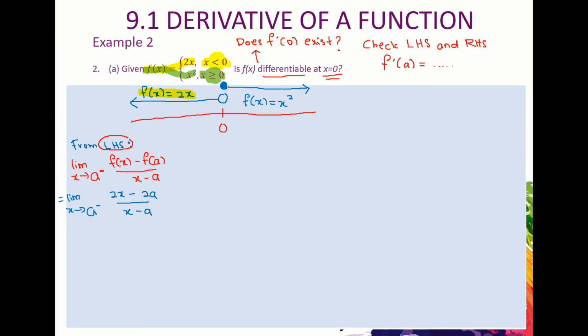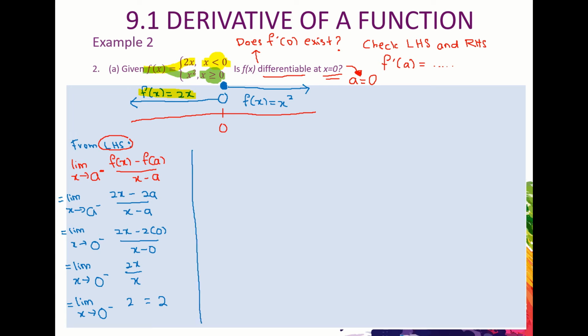And as we can see, a is actually 0, since the question asks you whether f(x) is differentiable when x is equal to 0. So a is 0 here. Therefore, we will have limit x approaches 0 from the left hand side, 2x minus 2 times 0 divided by x minus 0, which will give you 2x divided by x only. Hence, you will have limit x approaches 0 from the left hand side, 2, which will give you 2. So this is from the left-hand side.